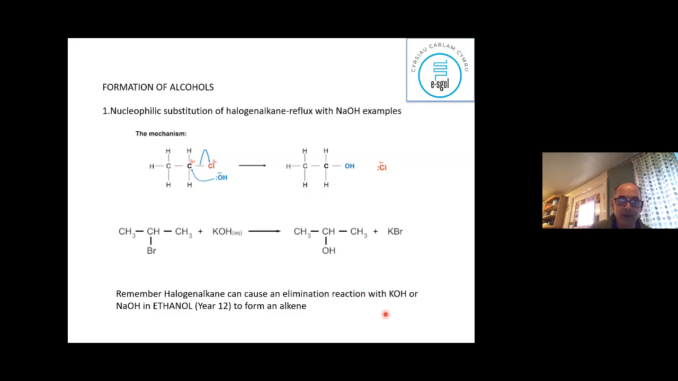Also from year 12, remember halogenoalkanes can undergo an elimination reaction with potassium hydroxide or sodium hydroxide in ethanol. The key here is that it's in ethanol, to form an alkene. So you have an elimination reaction in those cases when the potassium hydroxide or sodium hydroxide is in the ethanol.